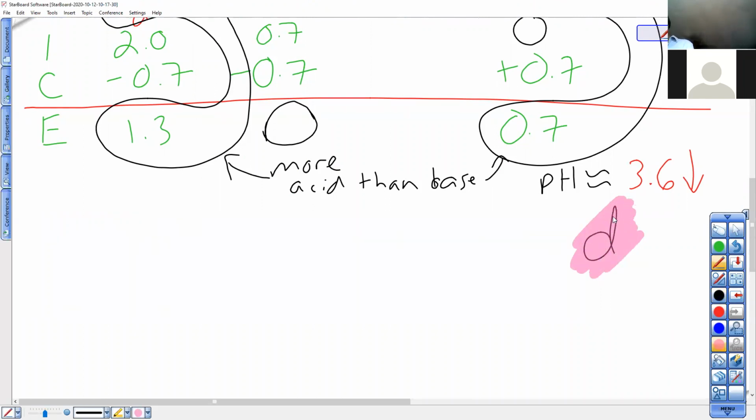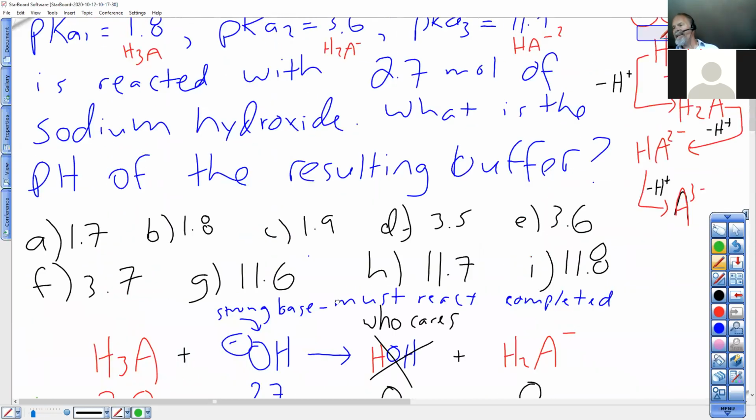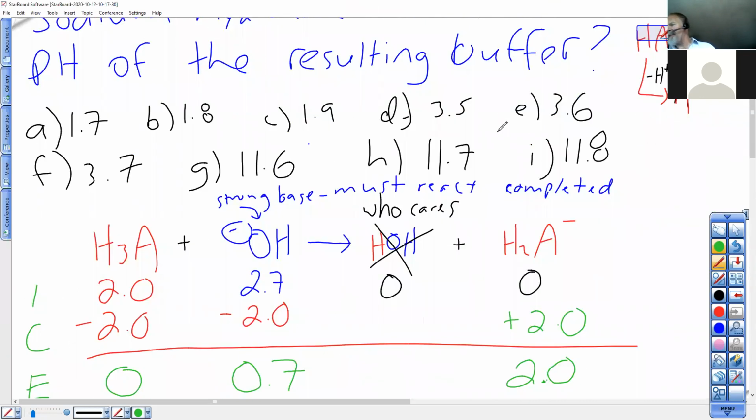And in this problem, I would like to point out, by just manipulating the amount of hydroxide I added, I can make any of these the right answer. And I want you to verify that to yourself when you study this later today.